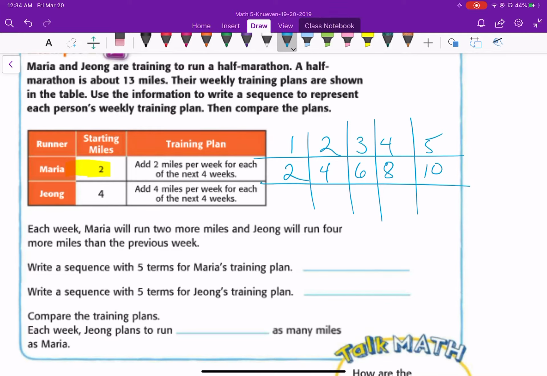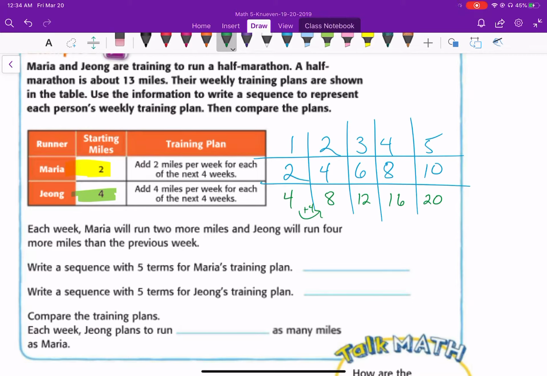Now, Young is going to run 4 miles each week for each of the next 4 weeks. They've got 4 miles the first week, and now I'm going to add 4 more. Now I've got 8. This is the same pattern as that first example. 8 plus 4 is 12, plus 4 is 16, plus 4 is 20. So each week, Maria will run 2 more miles and Young will run 4 more miles than the previous week. That's the sequence we're dealing with.